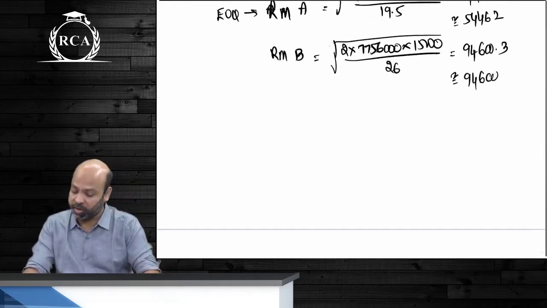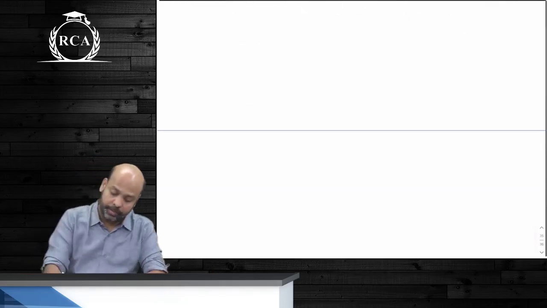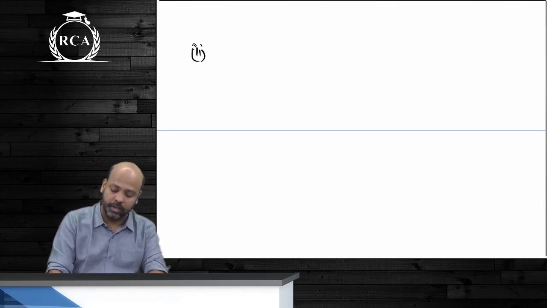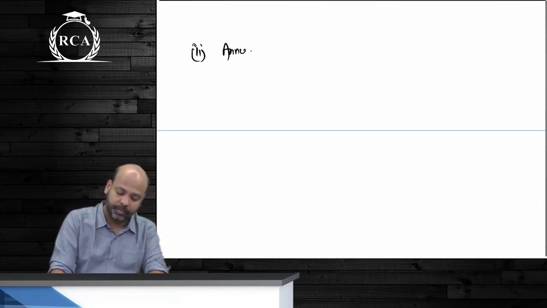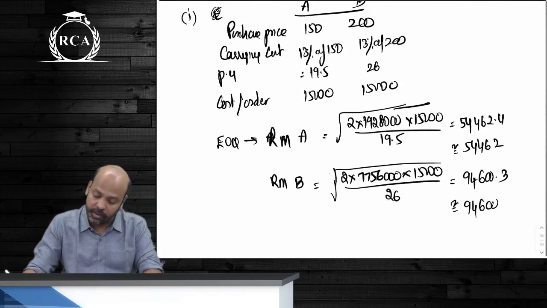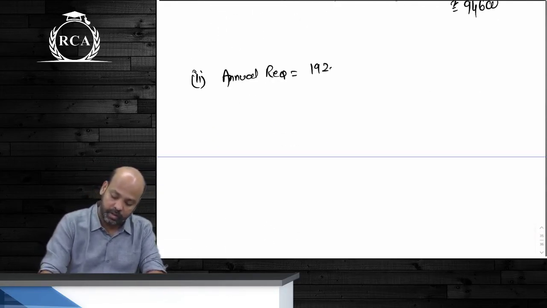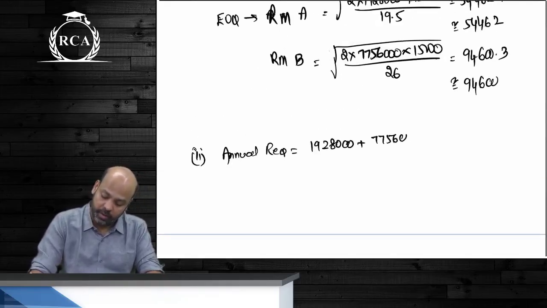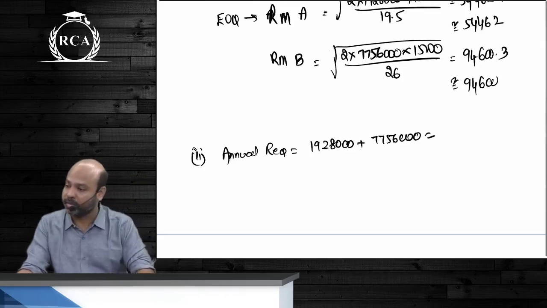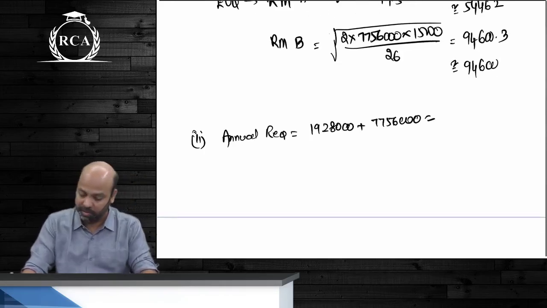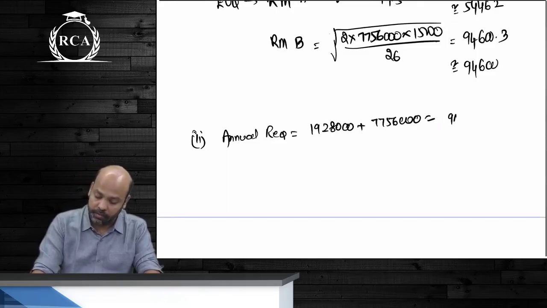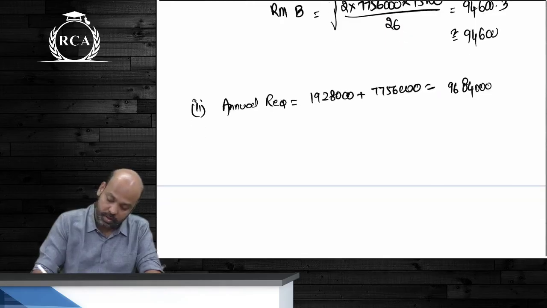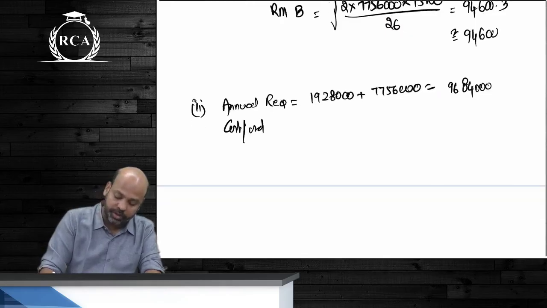The second bit is very important. Pay attention. For the second bit, the annual requirement will now be considered as 19,28,000 plus 77,56,000. We take the combined annual requirement of both, because a single order is to be placed. The annual requirement is 96,84,000. Your cost per order will not change.